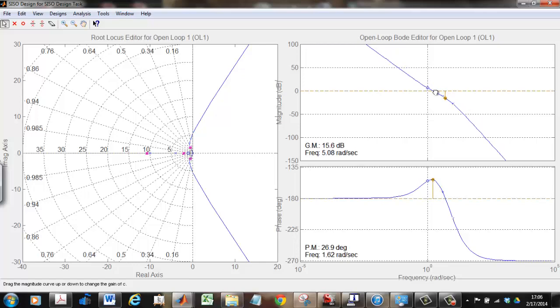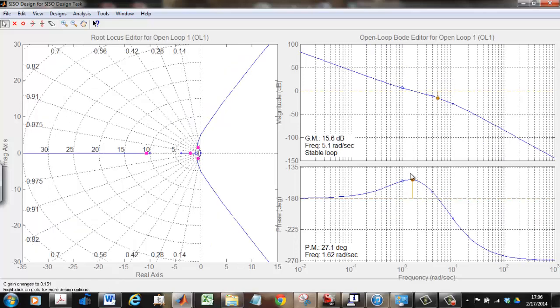I can maximize the phase margin by lowering the gain to give me a crossover frequency of about 1.6 radians per second. So at 1.6 radians per second, I'll maximize my phase margin, which looks like it's going to be 27 degrees. And again, the MATLAB Sisotool plot is giving me all this. The crossover frequency is going to be 1.62 radians per second, and that gives me an approximation of the system closed loop bandwidth. So I would expect a closed loop bandwidth of around 1.6 radians per second. And whether that's good enough or not depends on what you're doing.